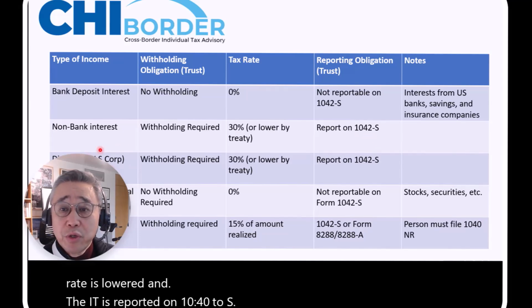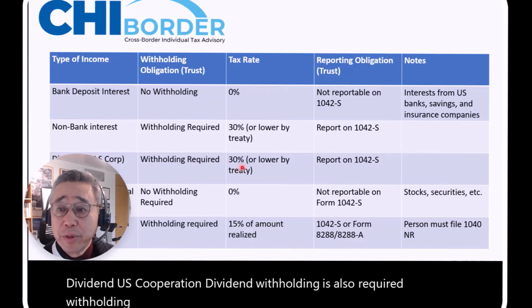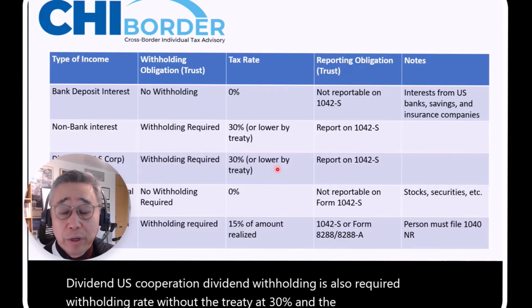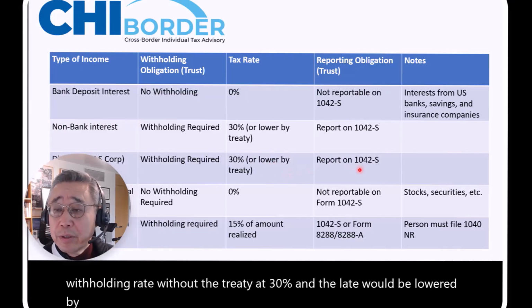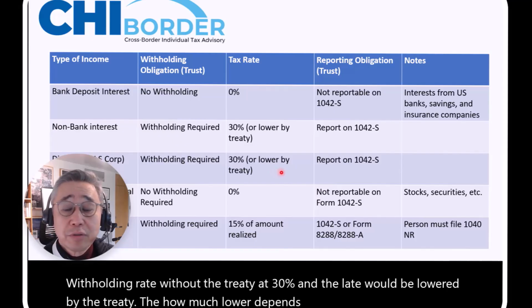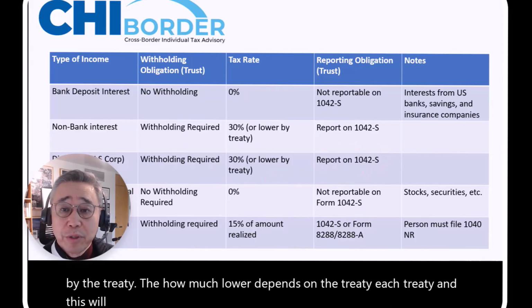Dividend. For U.S. corporations' dividends, withholding is also required. The withholding rate without a treaty is 30%, and the rate would be lowered by the treaty. How much lower depends on each treaty, and this will be reported on 1042-S.